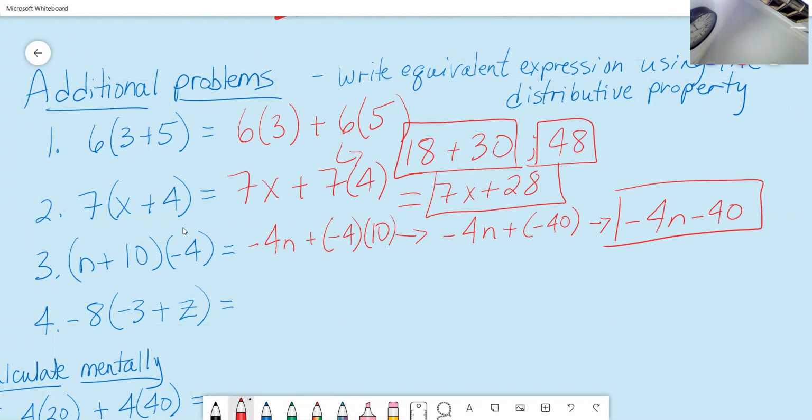Okay, and the last one of these, we have negative 8 times negative 3 plus negative 8 times z. This simplifies into negative 8 times negative 3 is a positive 24. Plus, well, and then negative 8 times z just becomes negative 8z.